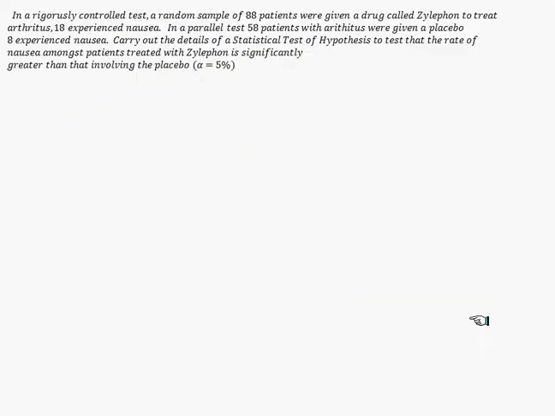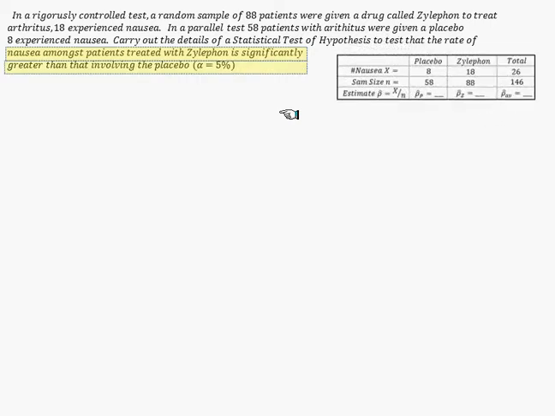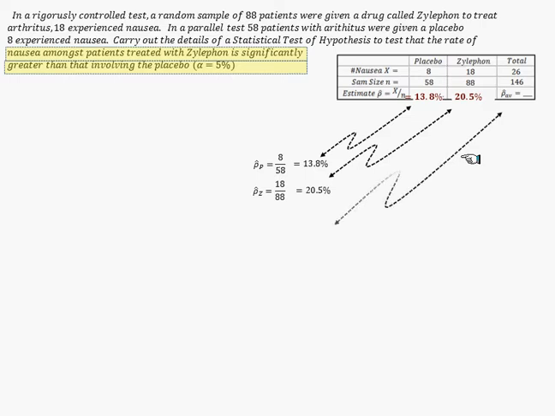Now we're going to apply that to the case of a test involving a drug called Xylophon, used to treat arthritis and nausea. We have on the screen a sample of 58 under placebo, 8 experienced nausea, and 88 under Xylophon, 18 experienced nausea. We want to check and see if there's any difference between these. Looking at the percentages here, 8 of 58 is 13.8%, and 18 of 88 is 20.5%.